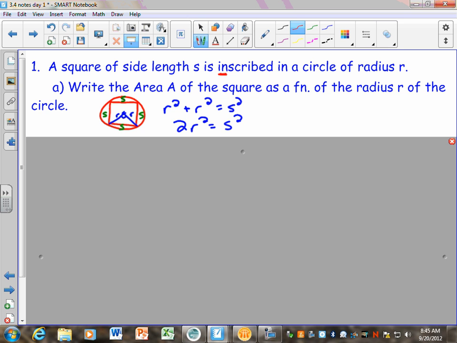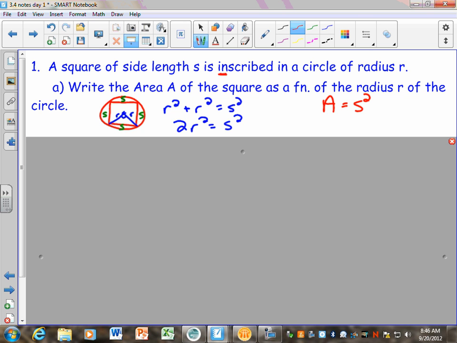Let's go back to what we're actually trying to do, because sometimes I lose focus here. We're trying to write the area of the square. Well, how would we write the area of the square in terms of the side of the square? Forget about R for a minute. How do you write the area of a square? Yeah, could I say the area of a square is side times side, or S squared? Do you agree with that?